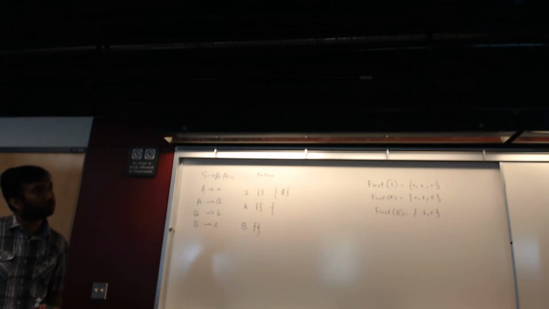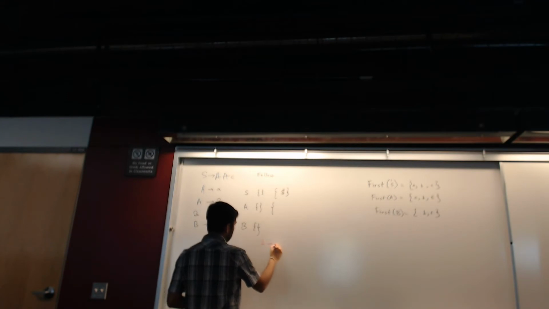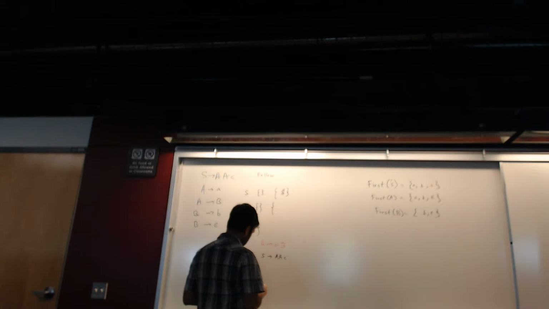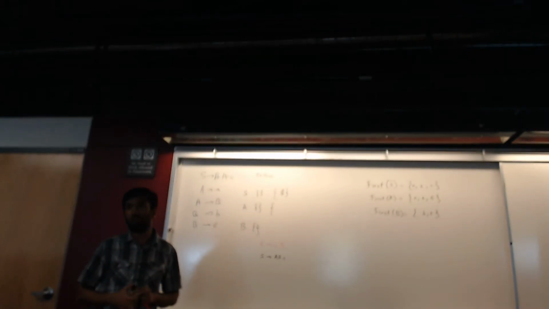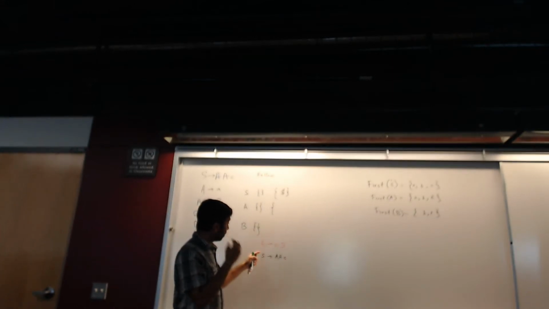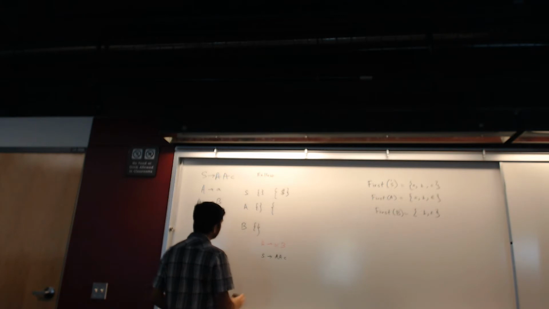Can we apply rule 2? So we are trying to apply A goes to alpha B to the production rule S goes to AAC. Can we apply that? No, right? Because in order to apply that rule to this production rule, capital A has to be the last non-terminal. That is not the case. So we don't apply that rule to this.